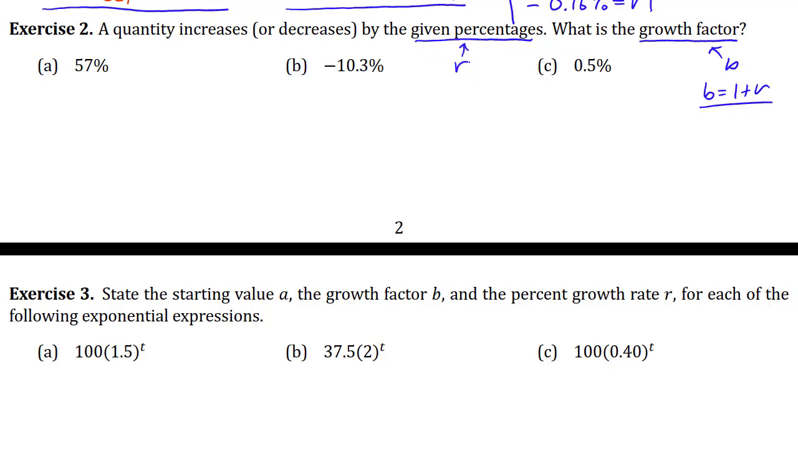So this 57% is the R. If we want to actually do any math with it, you need to move the decimal place over 2 times to make it 0.57. And then the B is going to be 1 plus that, which is 1.57.